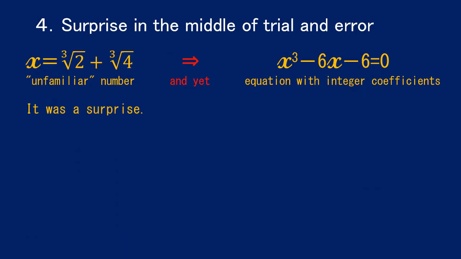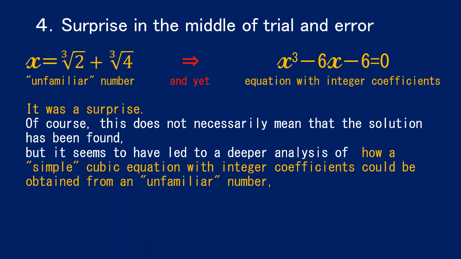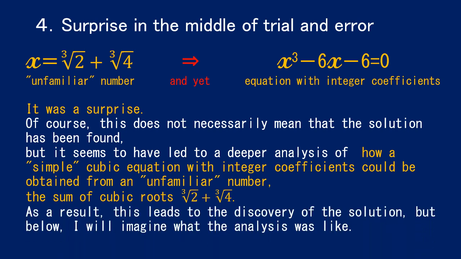It was a surprise. Of course, this does not necessarily mean that the solution has been found, but it seems to have led to a deeper analysis of how a simple cubic equation with integer coefficients could be obtained from an unfamiliar number, the sum of cube roots, the cube root of 2 plus the cube root of 4. As a result, this leads to the discovery of the solution, but below, I will imagine what the analysis was like.